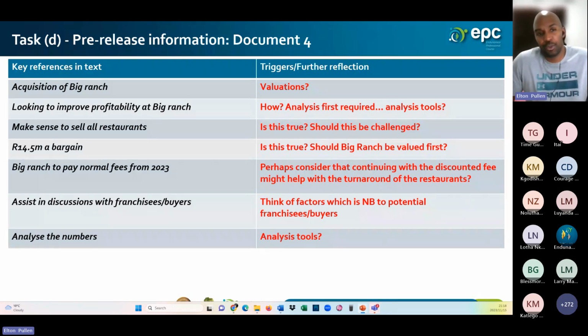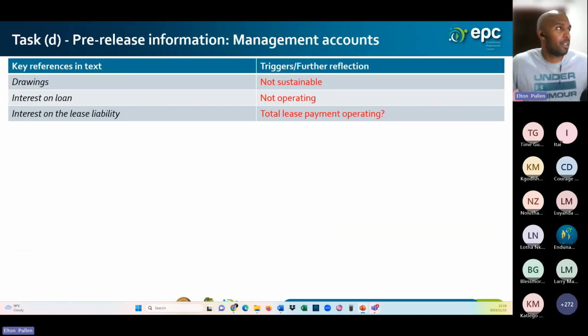If your goal is really to turn it around, maybe you want to consider letting them continue with a discounted fee. And then they talk about assisting in discussions with franchisees. So that's thinking of factors which may be important for potential franchisees. And lastly, there was a takeaway comment of, I needed to analyze the numbers. Again, I would then consider analysis tools. So if we just take this, okay, then there was a management accounts.